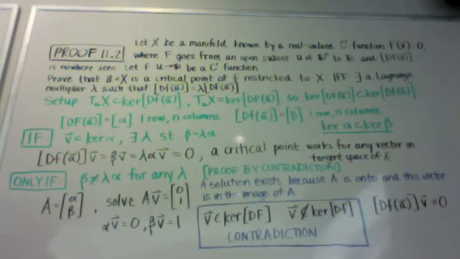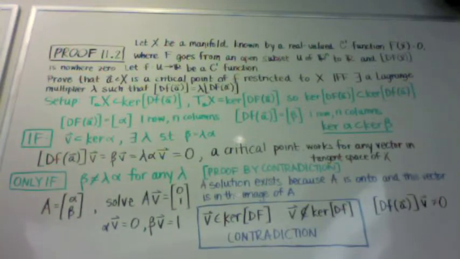So we prove that a, an element of X, is a critical point of the optimizing function restricted to the manifold if and only if there exists a Lagrange multiplier lambda such that Df, the Jacobian of the optimizing function, is equal to lambda times dF, which is the Jacobian of the constraint function.